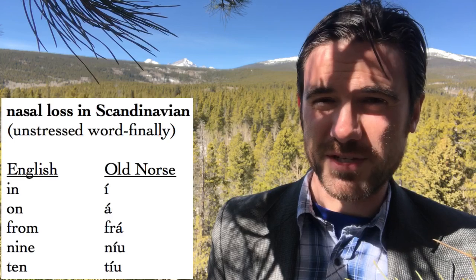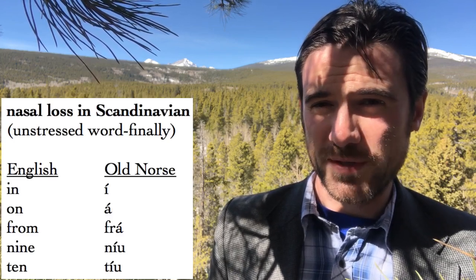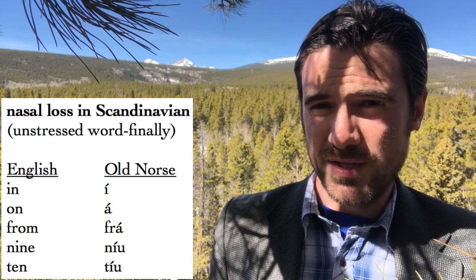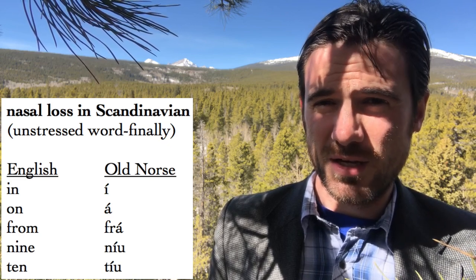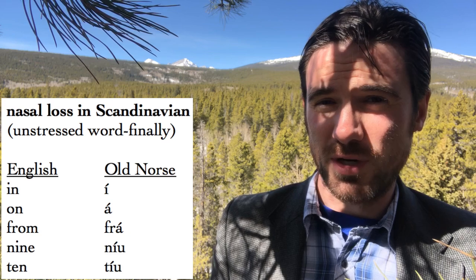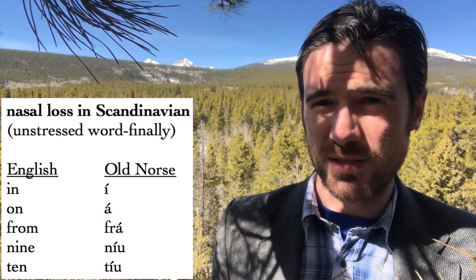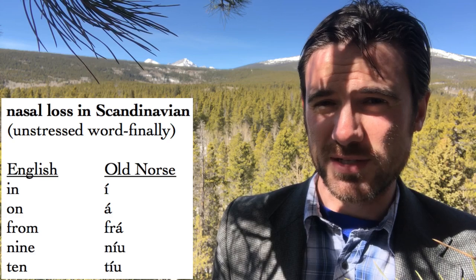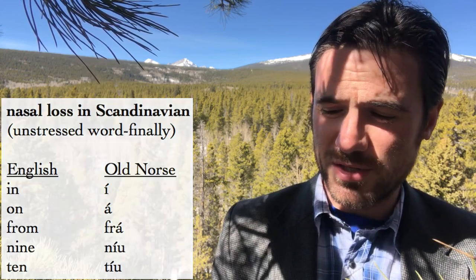Another example I might mention is the loss of in and im from the end of weakly stressed words in Scandinavian. So for example, English in is cognate with Old Norse í, English on with Old Norse á, and English from with Old Norse frá. In each case, the preposition, being a weakly stressed word, has lost the m or the n at the end, but it's still there in the closer related English language.